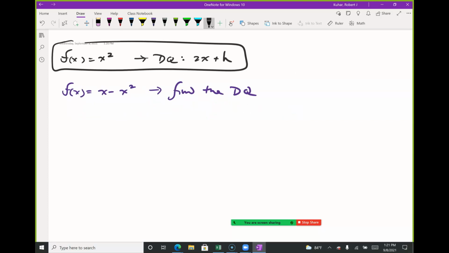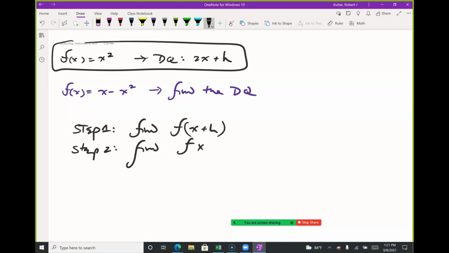Okay, so I have a step-by-step for this. Step 1, find f of x plus h. Everywhere there's an x, plug in an x plus h and simplify. Step 2, find f of x plus h minus f of x. So I'm going to take the work I did in step 1, take the result from the original function and subtract the two, and I'll show you the secret there.